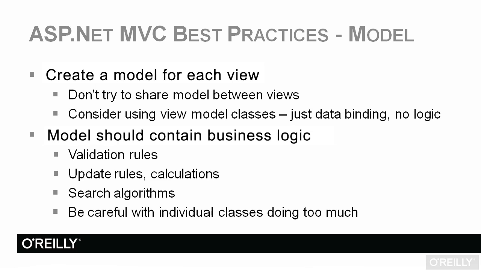So that is the validation rules, update rules, calculations, search algorithms. Basically, the model has a lot of the guts of the logic of the application, really most of it. And in that, you should be careful with individual classes doing too much. Again, going back to SOLID principles, you want to take a look at single responsibility. And this is another reason why you might consider using view model classes in addition to business object classes.